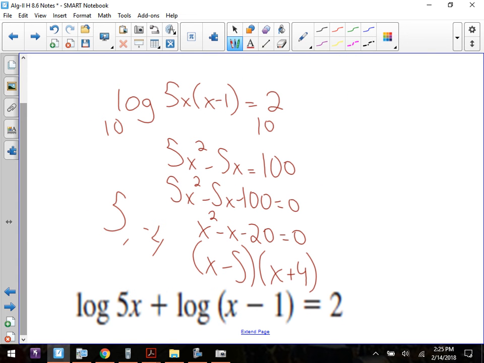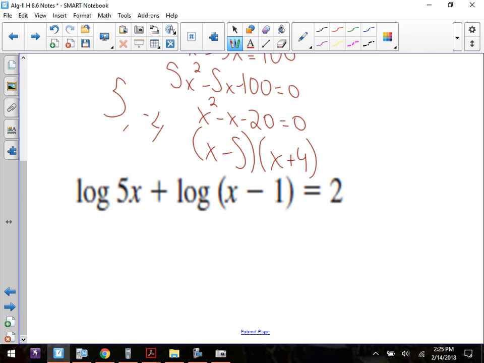When I go back and look at that, if I substitute in negative 4, I get log of negative 20. Uh-oh, SpaghettiOs. Sayonara, sucker. Can't take the log of a negative. Logs always take positive values.